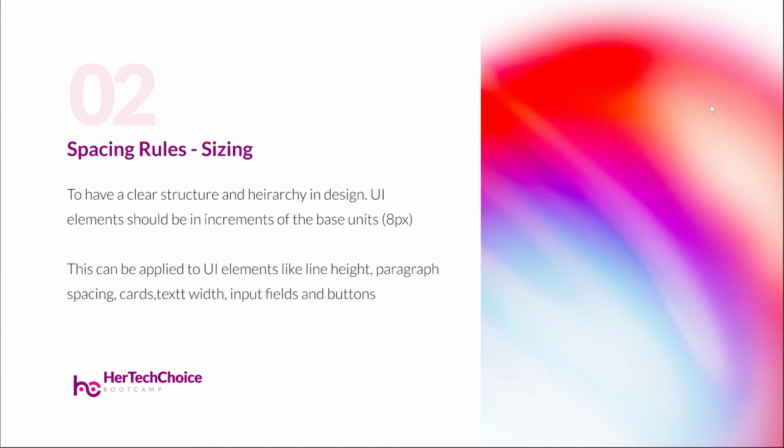This can be applied to UI elements like line heights, paragraph spacing, cards, text with input fields and buttons. Doing so will help define a clear structure, hierarchy, and rhythm to your design. These elements can also be applied to various forms of design. Sizing is a key element in creating rhythm in your overall design composition.